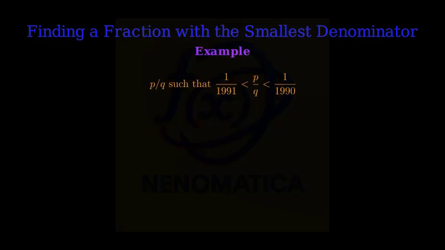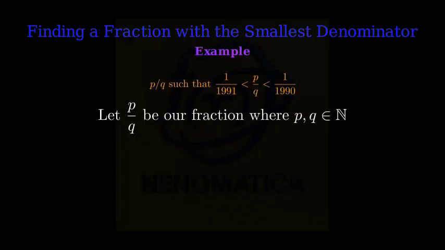Let's solve this step by step. First, let's define the variables. Let's assume our fraction is p over q, where both p and q are natural numbers. Now, we can write our constraints based on the problem statement. We have that our fraction p over q must be greater than 1 over 1991 and less than 1 over 1990.